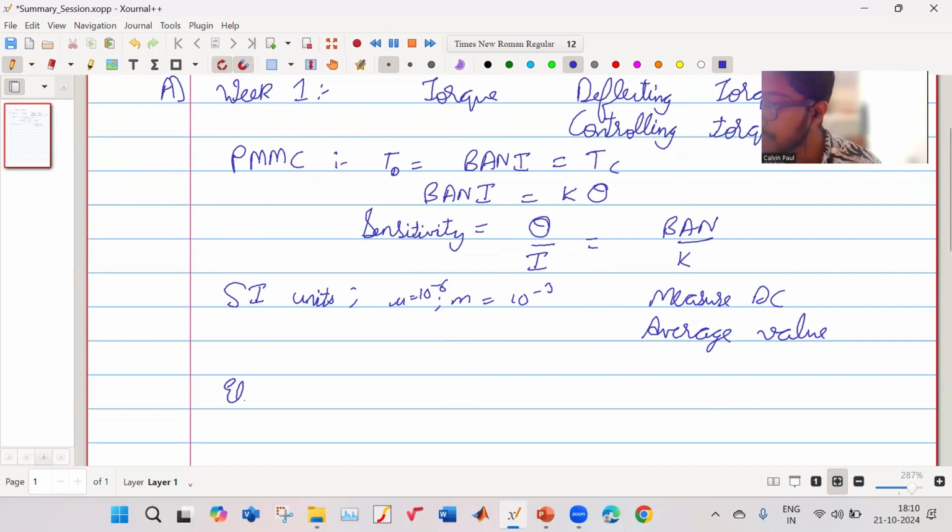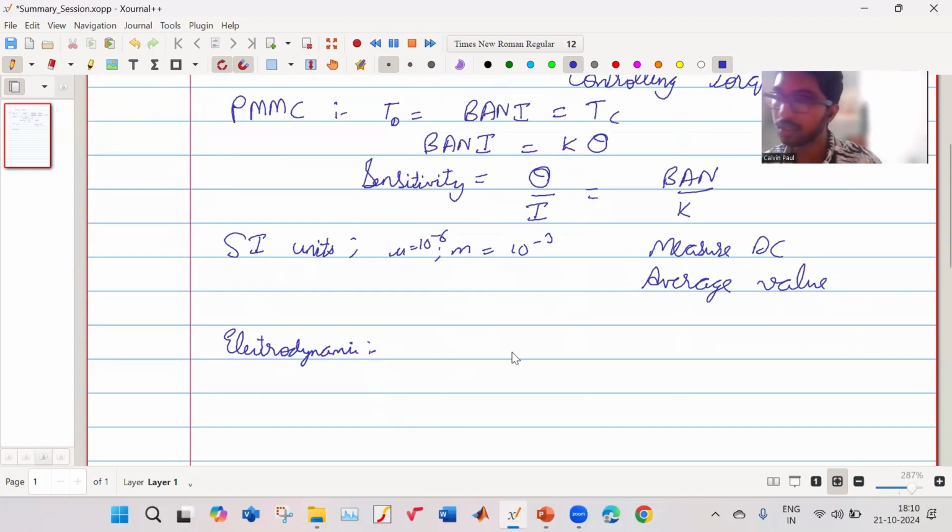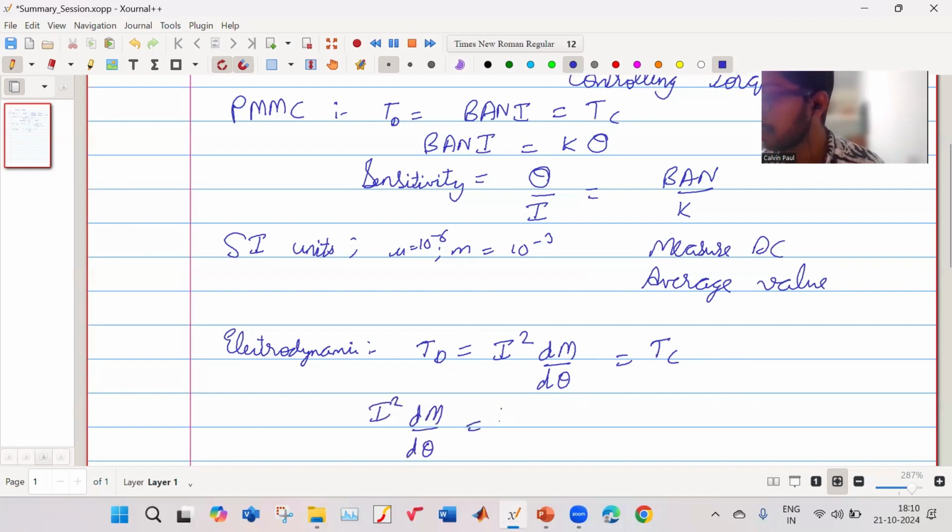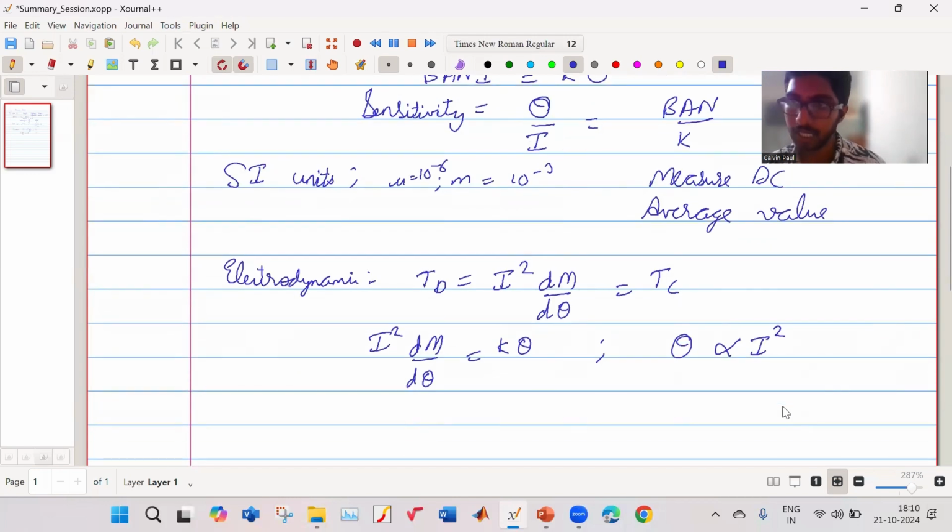Next instrument we have is the electrodynamic instrument. There's a moving coil and there's a fixed coil, and it depends on the relative mutual inductance. So here the formula is I square into dM by d theta. This is the deflecting torque, and at steady state that should equal the controlling torque. So I square dM upon d theta is equal to K into theta. So here your deflection theta is proportional to I square. When it averages out the result, this will give you the RMS value of your current.